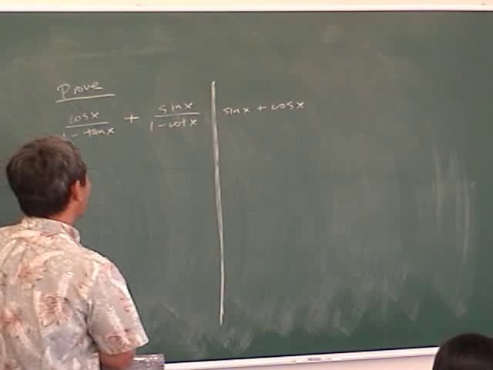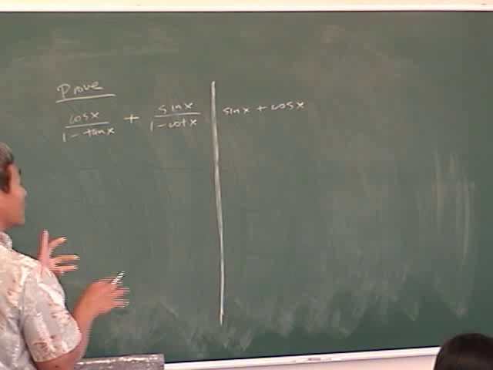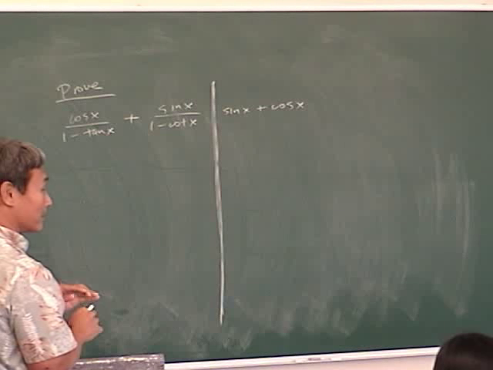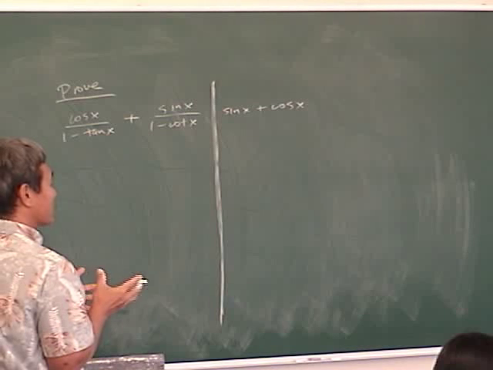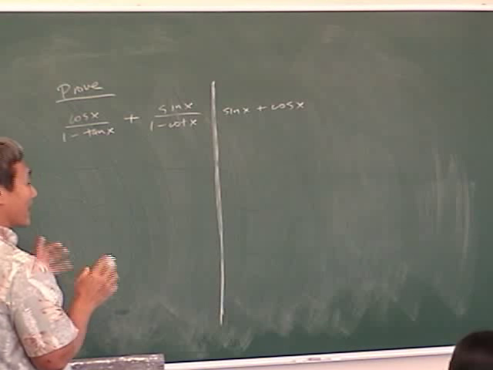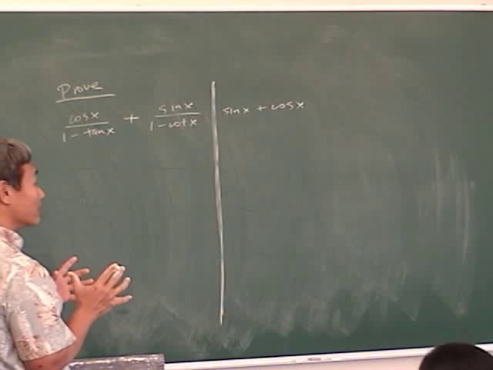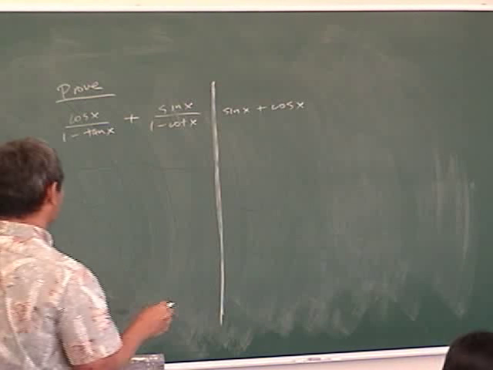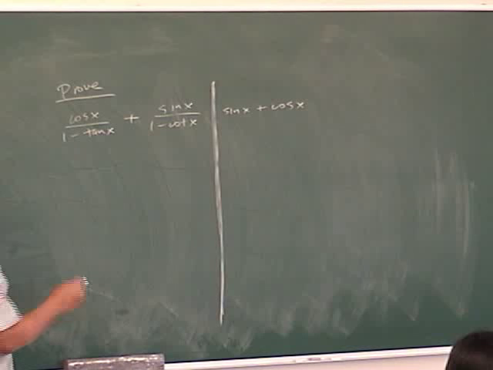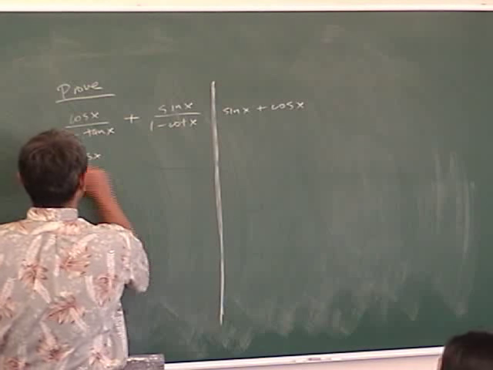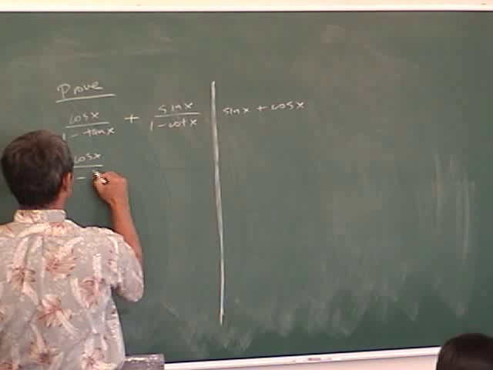Okay, so which side do we want to work with? Usually you work with the more complicated side. What did your teacher teach you last year? If you don't know how to do anything, just change everything to sine and cosine. You guys heard that, right? Okay, so here we go. Change tangent to sine over cosine.